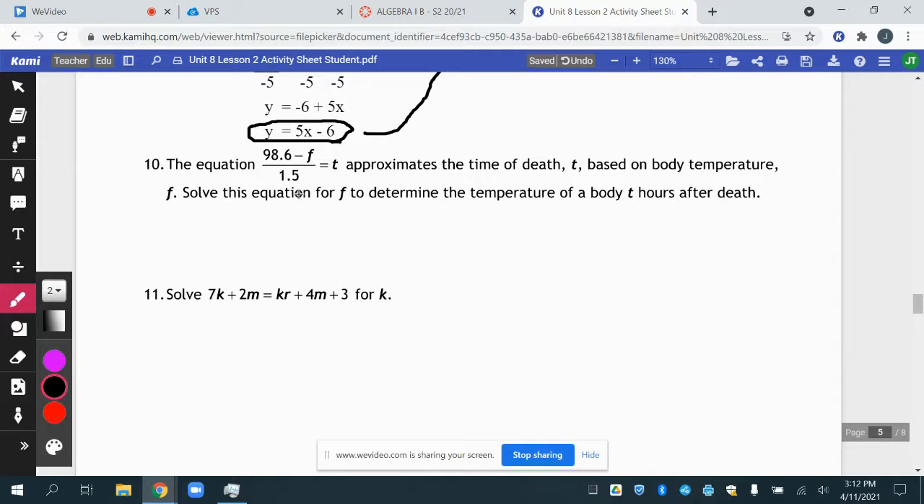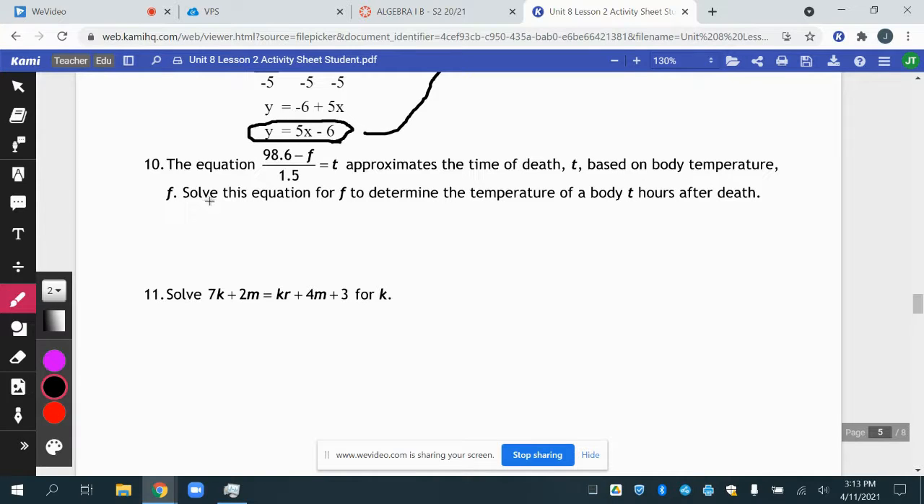Okay, we got this equation. We're going to find the time of death based on body temperature. Now, I'll tell you this is not exactly right because temperature change is an exponential function. It's different. It's weird. So this is not exactly correct, but we do this later in science. Certainly, scientists check the body temperature to see how long it's been dead. The equation 98.6, that's your original body temperature, minus F, over 1.5 equals T, approximates the time of death based on body temperature F.